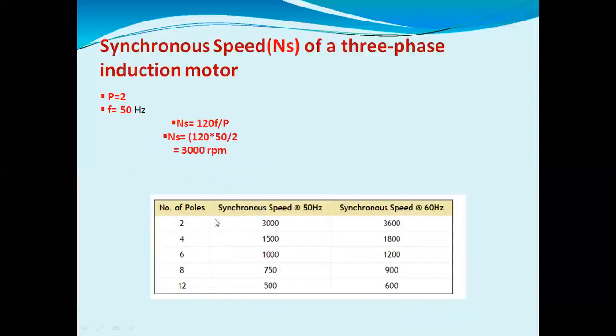For different numbers of poles, say 2, 4, 6, 8, 12, and for the different frequencies 50 hertz and 60 hertz, we calculate the synchronous speed. For 50 hertz it is 3000, 1500, 1000, 750, 500. For 60 hertz it is 3600, 1800, 1200, 900, and 600. This is the table we have for the different poles and different frequencies, where we have calculated the synchronous speed.